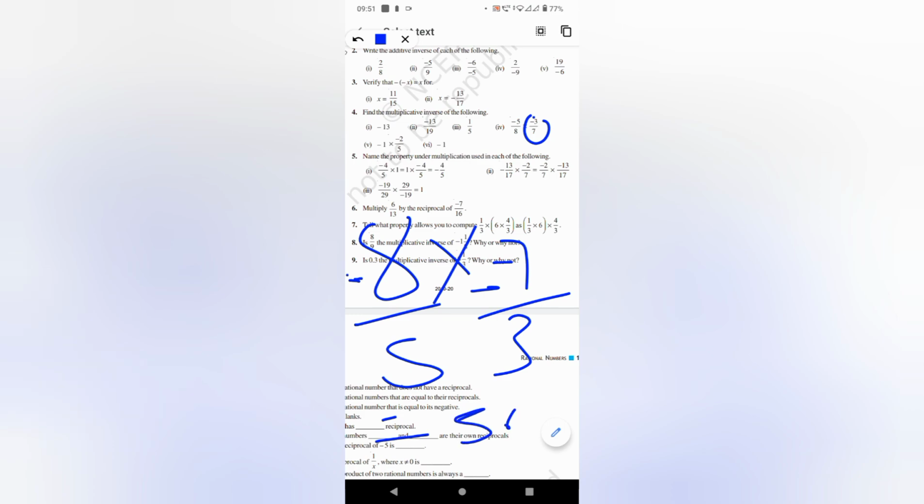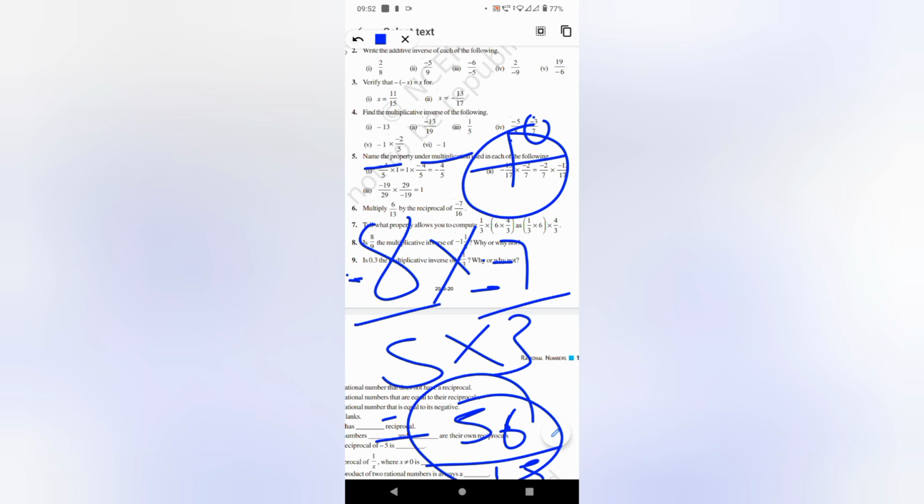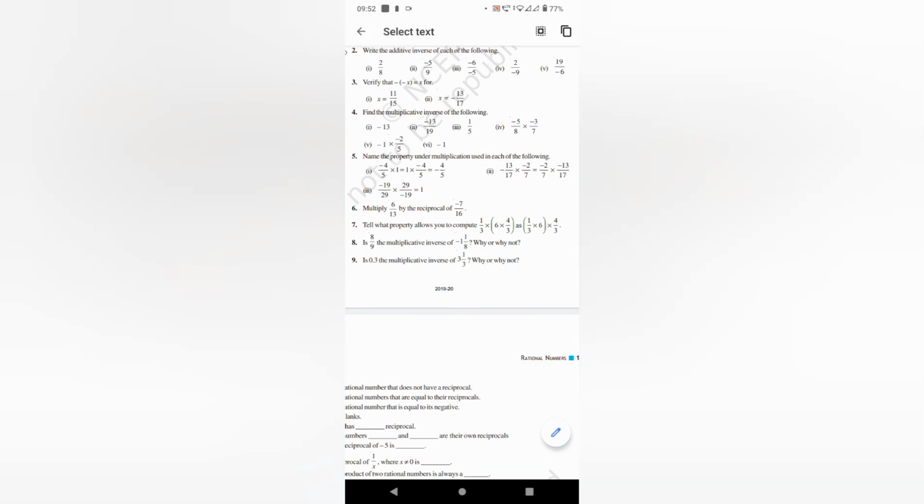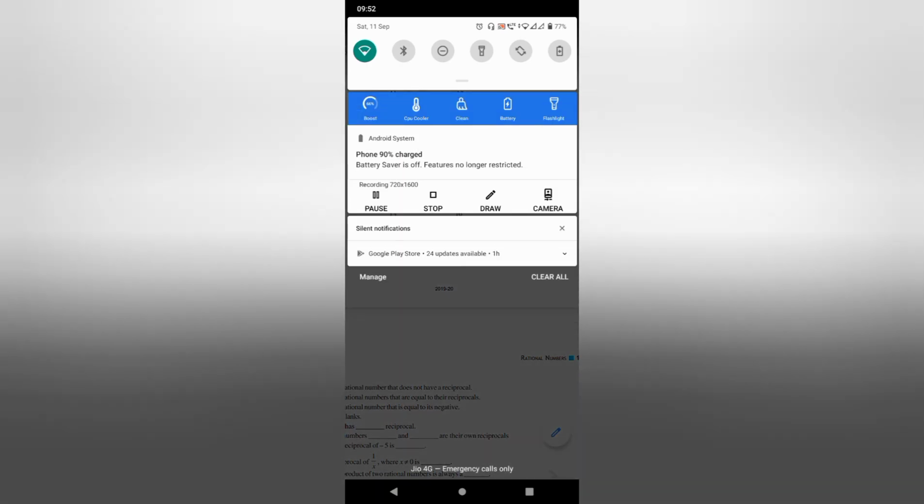So minus and minus become plus, so we will not put the sign of minus. And 5 into 3 is 15. The answer is 56 by 15. The next question is 5.